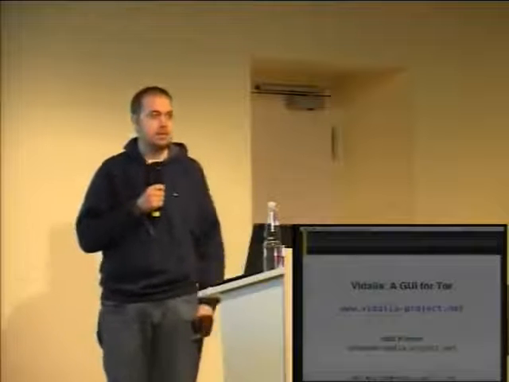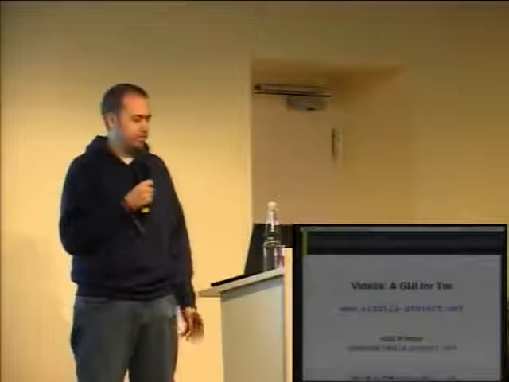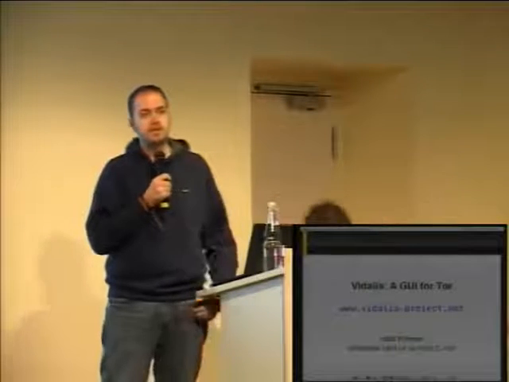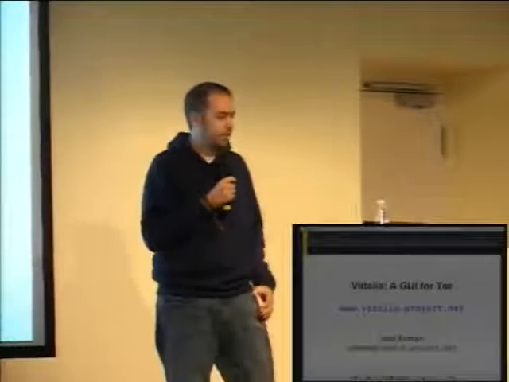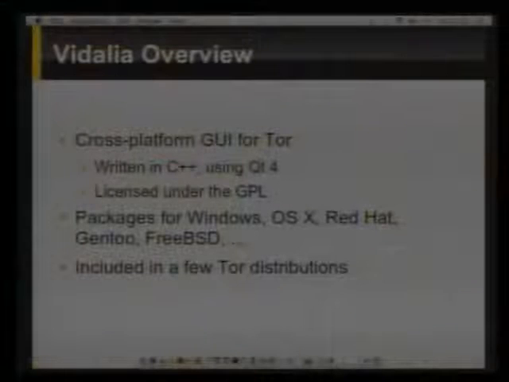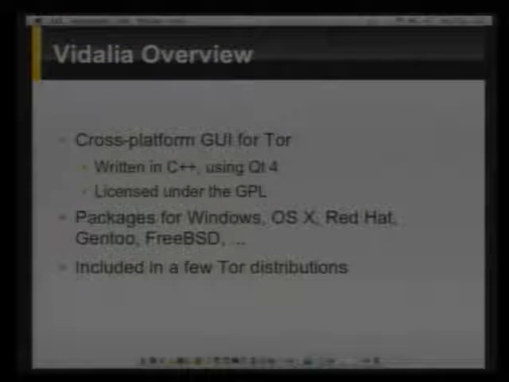Okay. Hi, my name's Matt Edmond. I'm the developer and project leader of sorts for the Vidalia project. If you were at Roger's Tor talk yesterday, you may have heard him mention Vidalia a couple times. Sure. Can everybody hear me now? Okay. All right. So if you've never heard of Vidalia before, it's an effort to build a cross-platform, nice, usable GUI for Tor. It's written in C++ using Qt4.